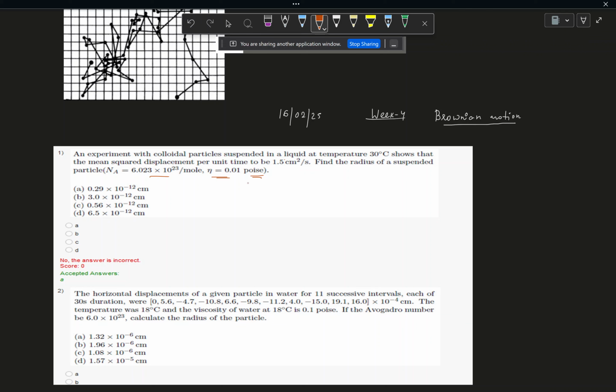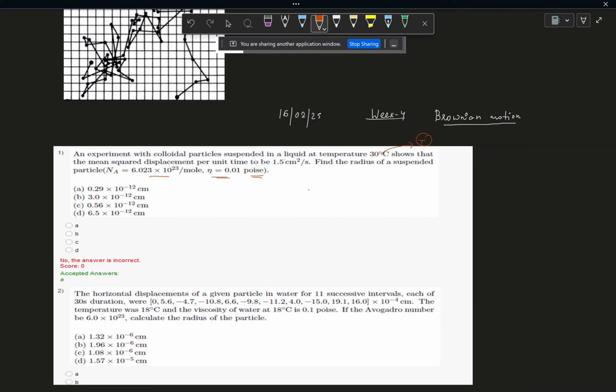First of all, we have to understand what the known quantities are in this problem, and what quantity we need to solve for using them. Then you will know exactly what relation or formula you need to use to solve this problem. So first we have the information about temperature: 30 degrees centigrade, T, is mentioned. Now the mean square displacement per unit time is mentioned.